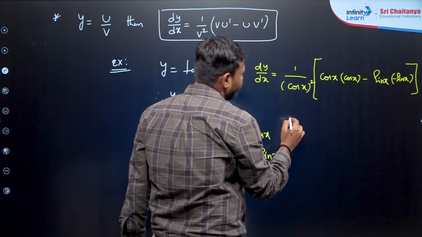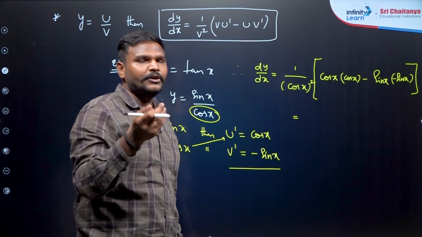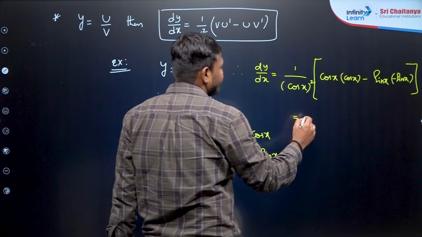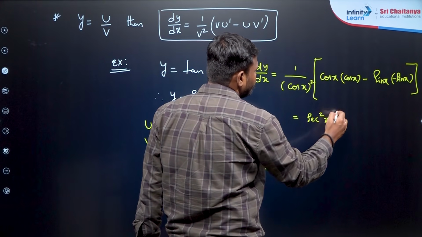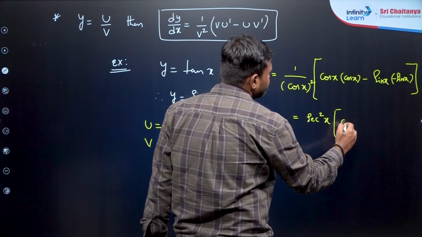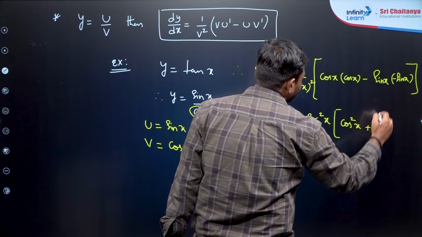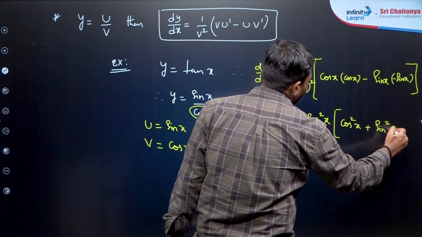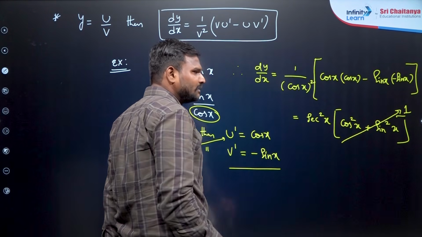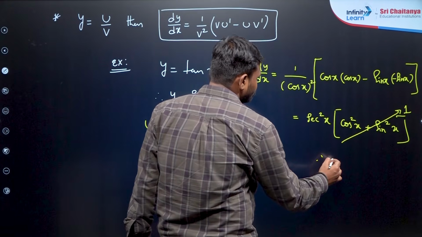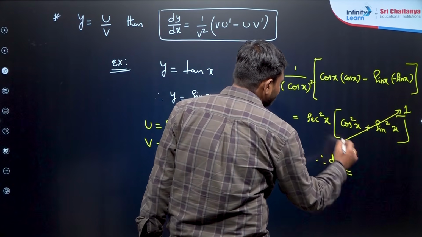So if you observe carefully, 1 by cos can be written, as per trigonometry, as the inverse of cos, which is secant. So secant square x into cos square x, minus into minus, plus sin into sin square x. And from Pythagoras theorem we know sin square x plus cos square x is nothing but 1. So the derivative of this function dy by dx is how much, sir?